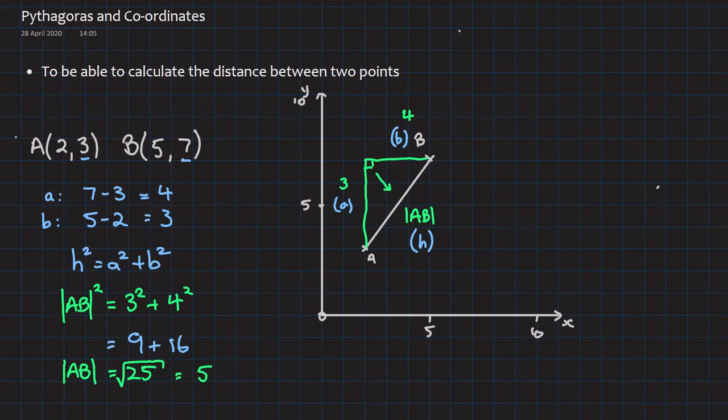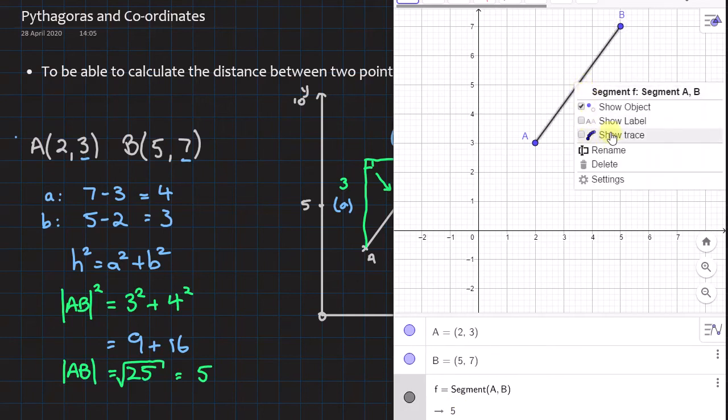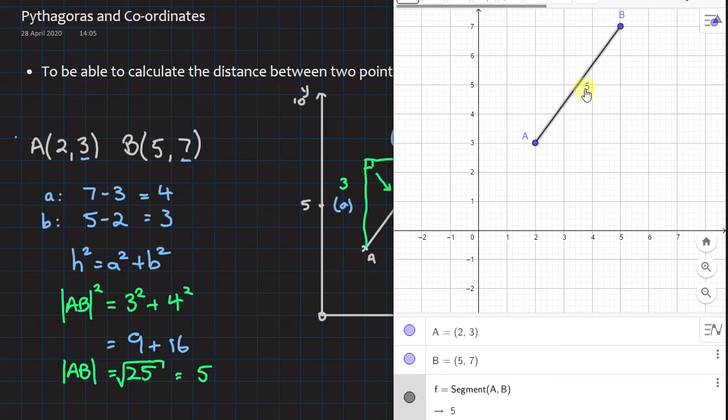Now, just in case you don't believe me, let's set that up as a graph. A is at 2, 3, B is at 5, 7, and this length of line, if I show you what the length of line is, this is the length of 5.